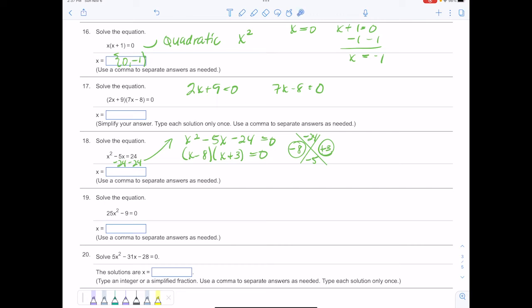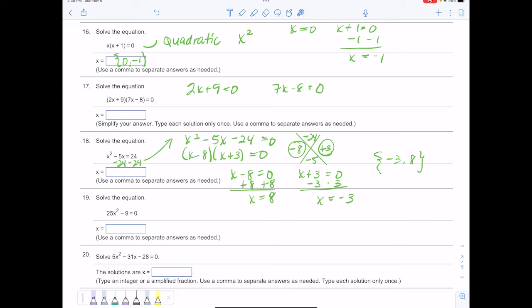Okay, now this is just like the problem here and the problem here. It's factored, so we're going to take each factor and set it equal to 0. We're applying what's called the zero product property or zero product rule. So I'm going to have x minus 8 equals 0 and x plus 3 equals 0. And if you do some quick math here, you would just add 8 to both sides. And here you would subtract 3. So your two solutions are negative 3 and 8.